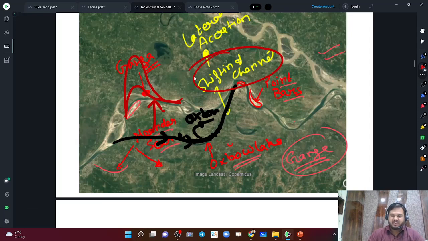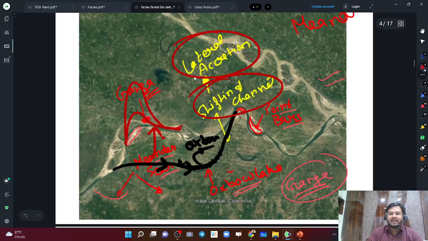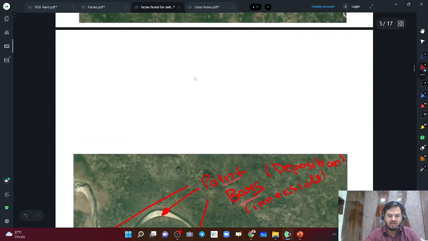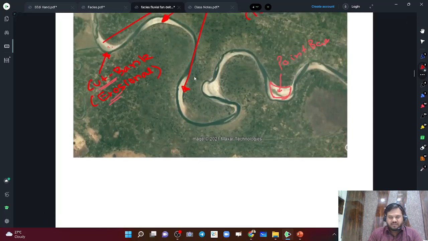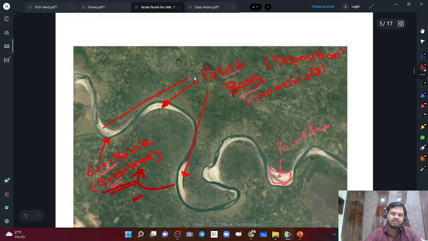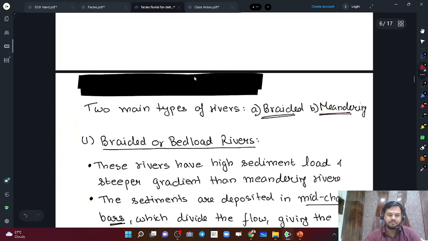We call this shifting of channel, the deposition because of shifting of channel, lateral accretion. Lateral is laterally, accretion is accumulating, right? So basically this is deposition, lateral accretion, because of this shifting of channel. And again, if this is bar deposit, the outer bank is known as the cut bank, or where erosion happens. So this is also a common thing, right?